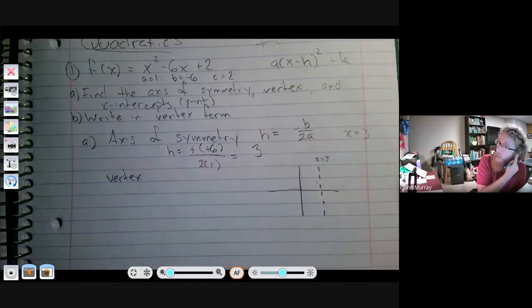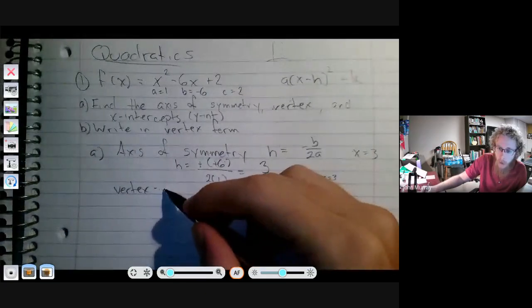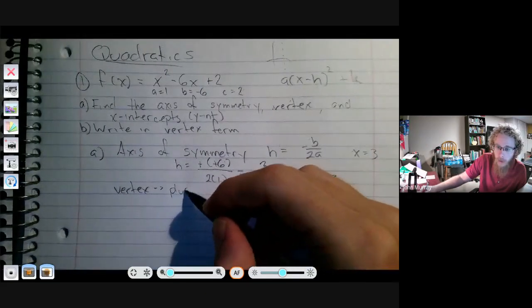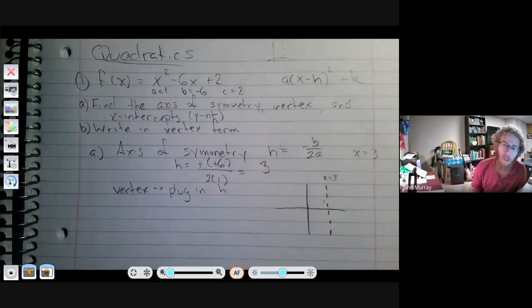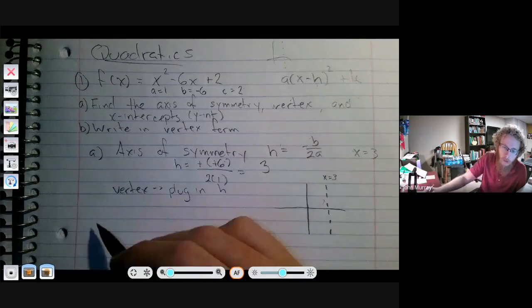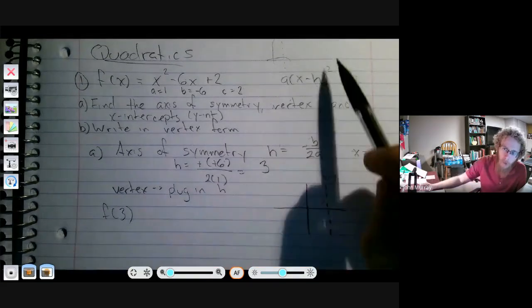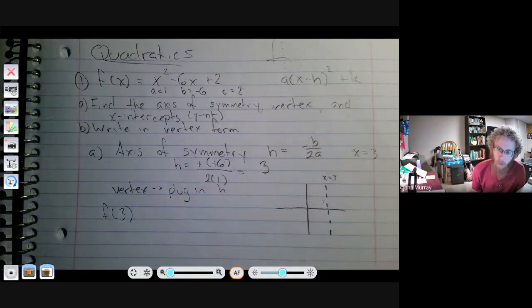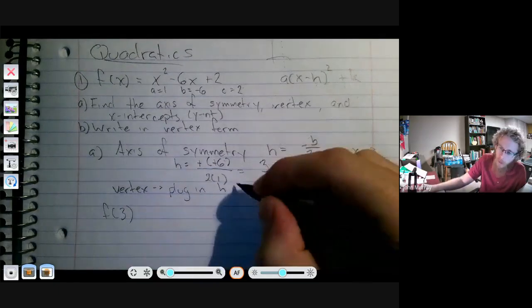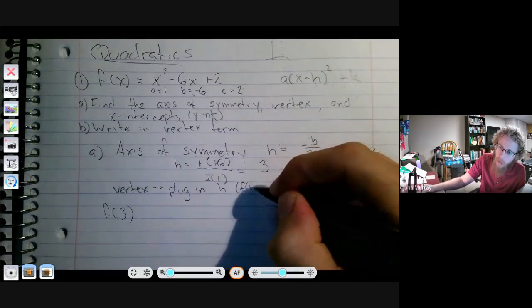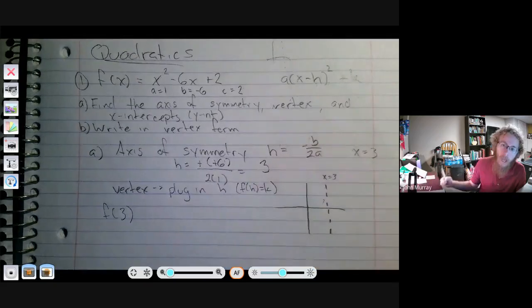Okay, I talked about this, but I don't think we went over it too much, so it's good that we're doing this now. What we're going to do is we're going to plug in h to our original equation. Okay, so we're going to find f of 3. So I can do this before we switch over to vertex form. Okay, and this is going to give me my k value. Okay, so I'll put that over here. f of h is going to give us our k, right?